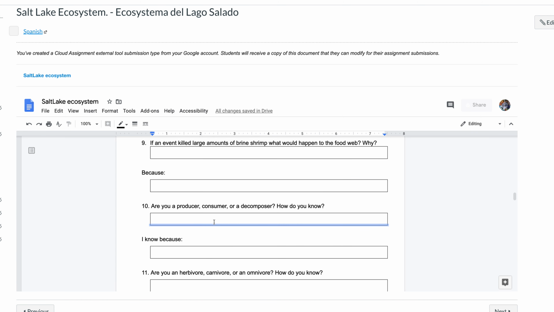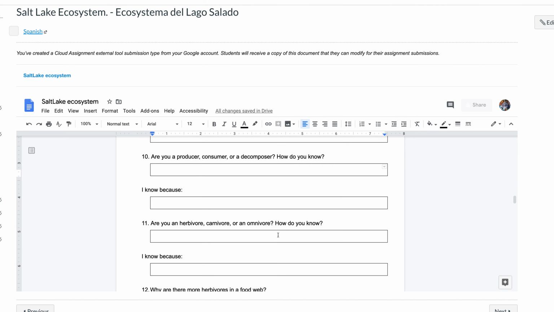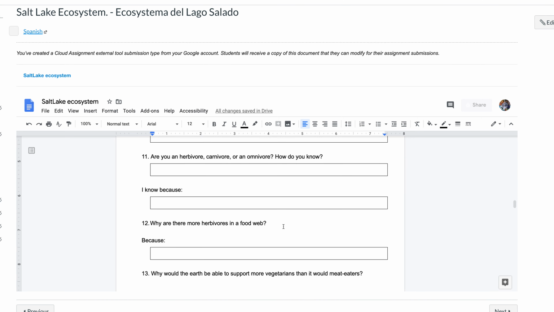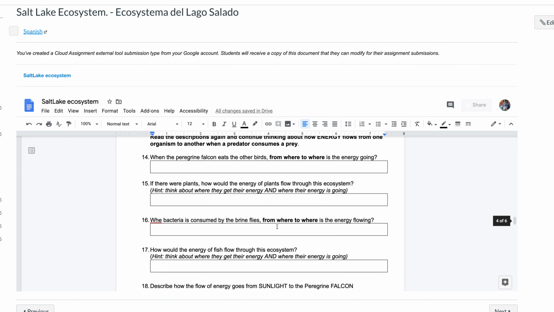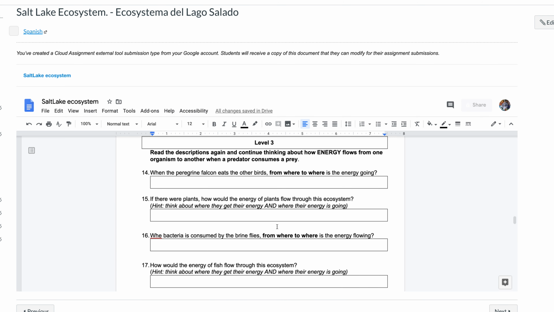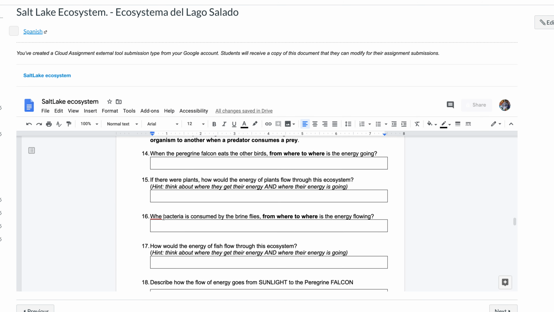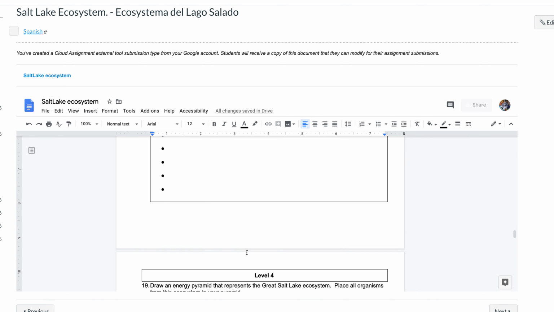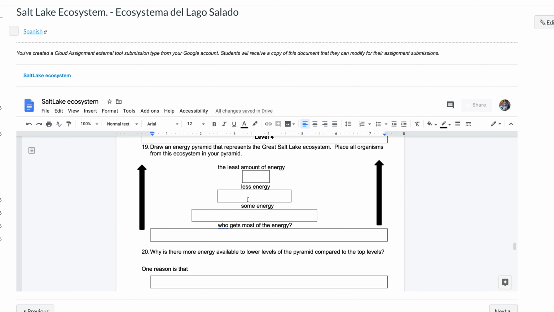And then, are you a producer, consumer, or a decomposer? How do you know? Are you a herbivore, carnivore, or omnivore? How do you know? And then you just keep going down the list. Right here in level 3, you're going to have to think about where the energy is flowing, just similar to the activity with the food fight with the arrows, where the energy is flowing. And then here, who's going to get the least amount of energy?